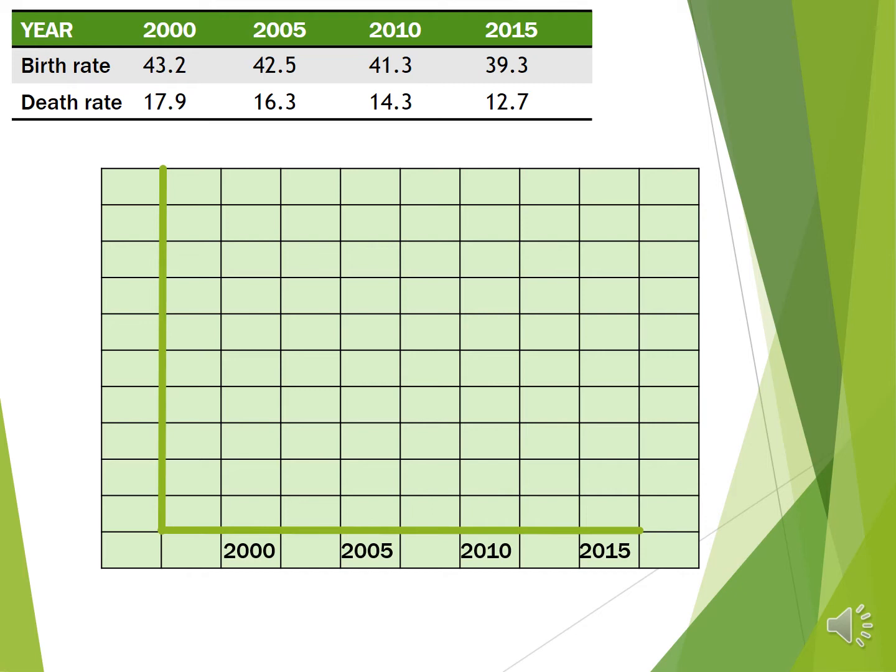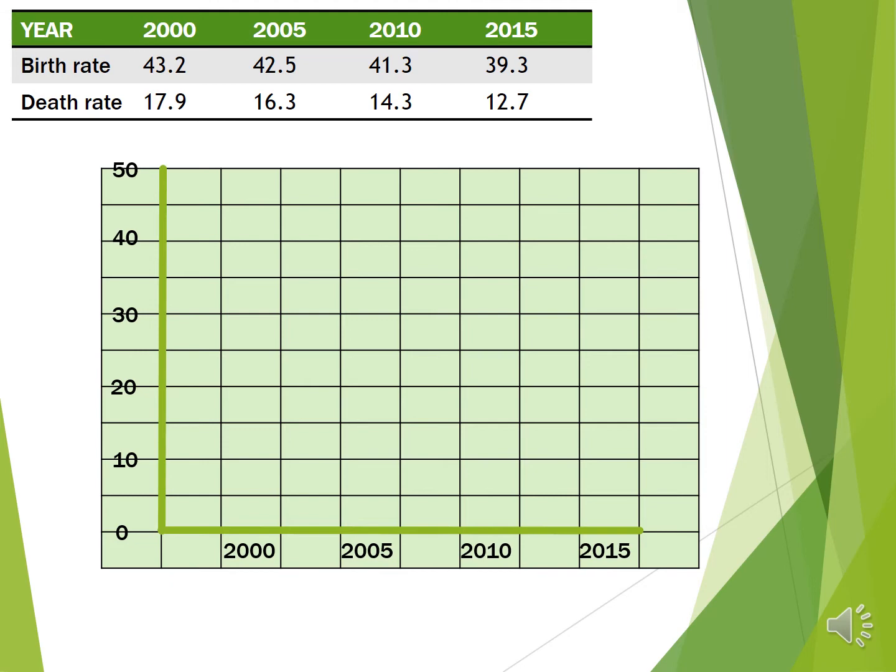And along the y-axis, I'm going to go from 0 to 50, because if I look at my table of data, I can see that my highest number is 43.2, so I need to make sure that my scale is high enough to be able to incorporate and include all of this information. And you can see that for that scale, I've gone up in tens, and each box or each square is worth 5.